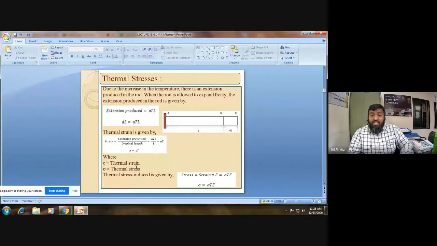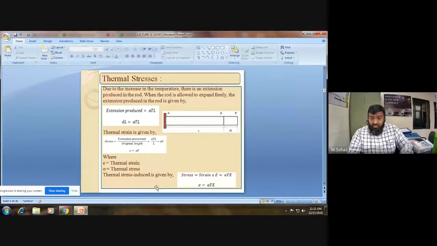Now, when we want to say strain, it is nothing but change in dimension upon original dimension. So change in length upon original length. How much change in length was there? Alpha T L upon L, so alpha T. So this is the basic equation of thermal strain.